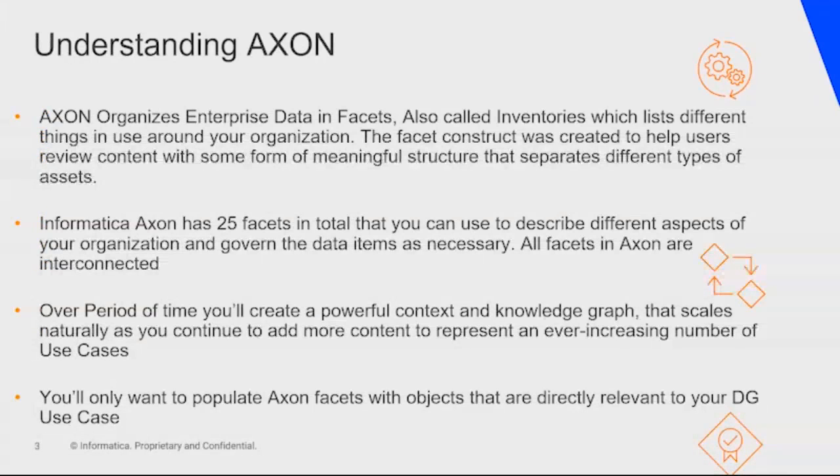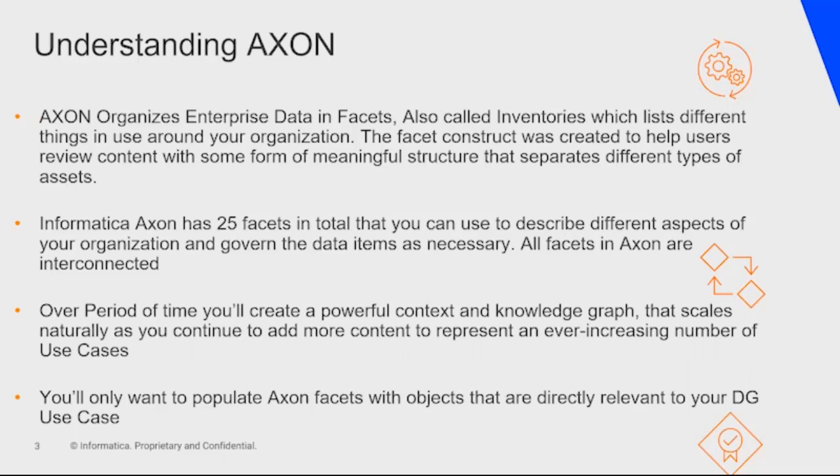Axon is a data governance repository which is used to store and consume the data that is managed in an enterprise. Axon comes with a set of facets or inventories which can describe different aspects of our organization. There are roughly around 25 facets in the Axon tool, which describe different aspects of the organization. All facets in Axon are interconnected.